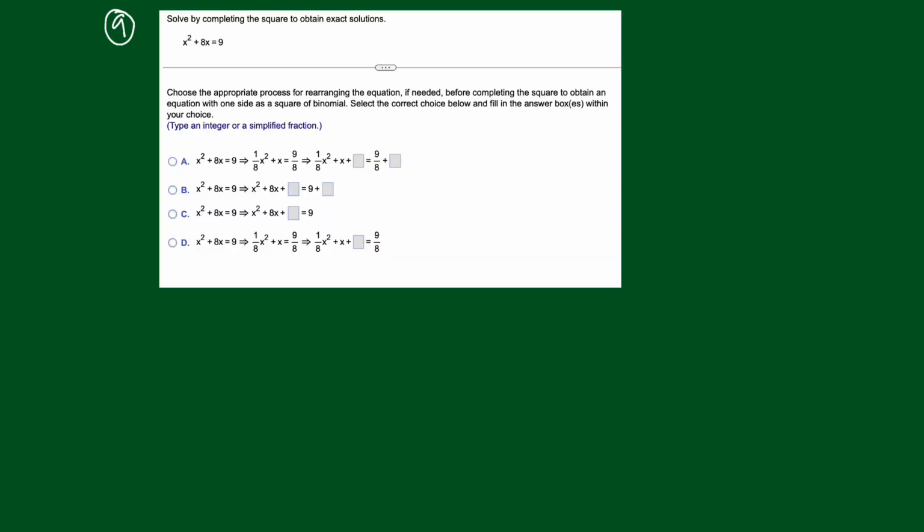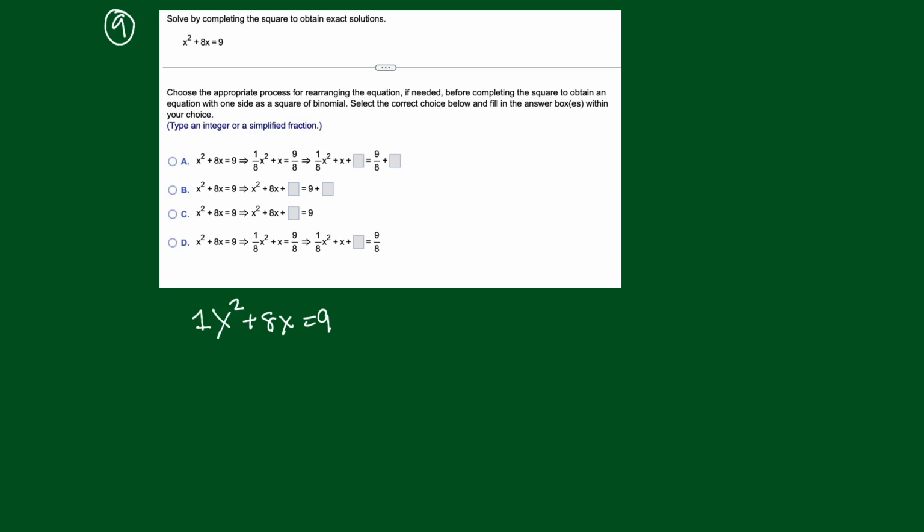Let's solve this equation here by completing the square. Now, it's already in the proper form, the proper form being that I have the variables on one side and the constant on the other. So here's how we do this. As long as this coefficient here is 1, which it is, just take half of the linear coefficient, square it, and add it to both sides. So I'm going to take half of this, which is 4, and I'm going to square it, and add it to both sides.